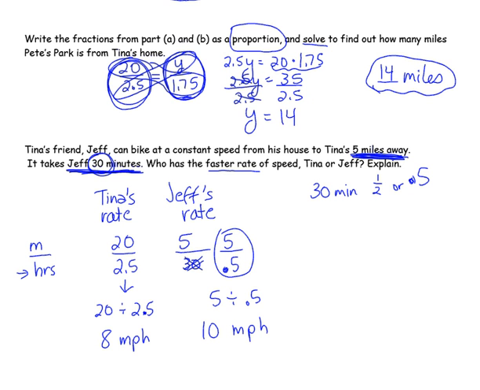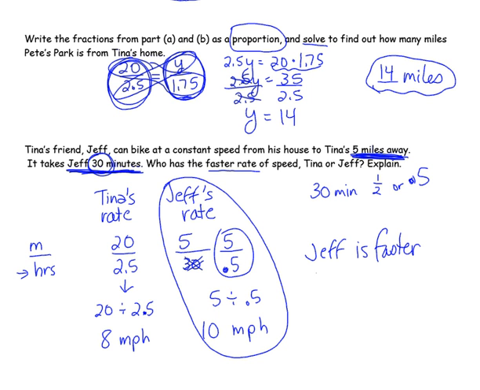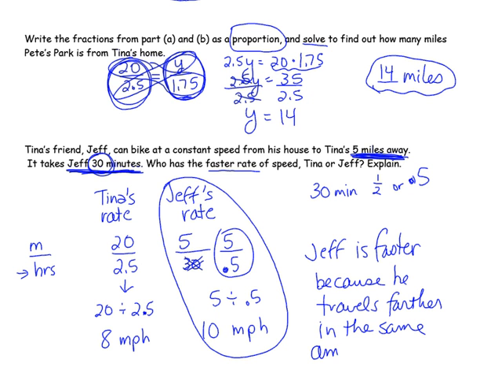Since Jeff can travel farther, Jeff is faster. Jeff is faster because he travels farther in the same amount of time. So when you're comparing their speeds and you're talking about miles per hour, the person that is faster is the higher number because you go farther in the same amount of time, 1 hour.